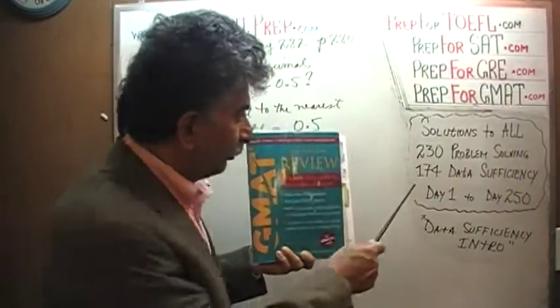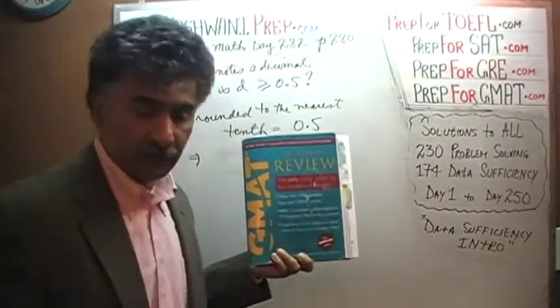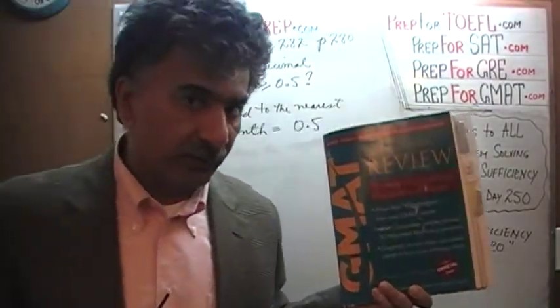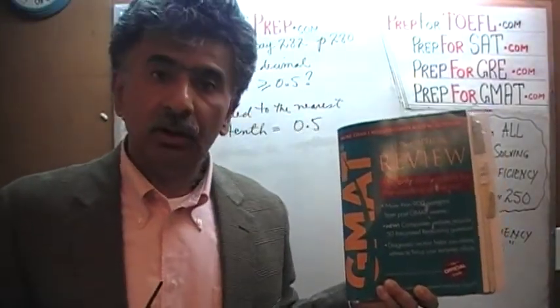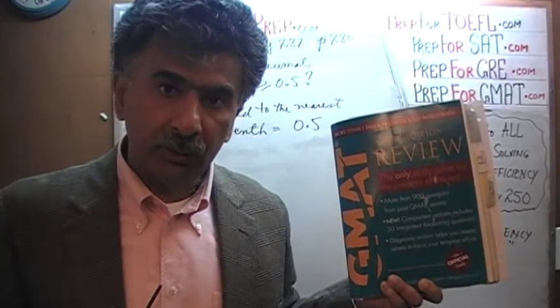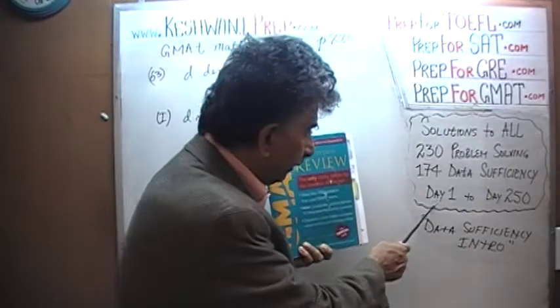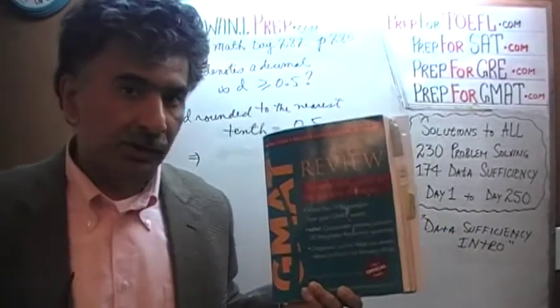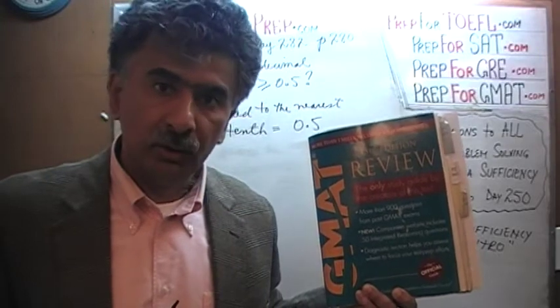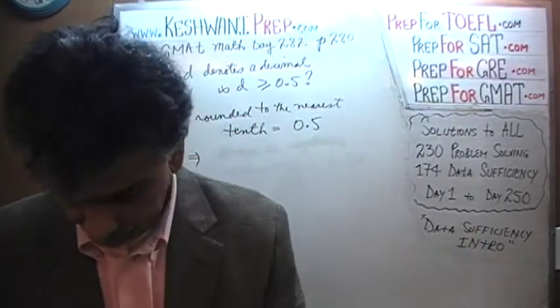The book contains 230 problem-solving questions. It has 174 data sufficiency questions. We have already solved every single math problem from this book. If you're interested in watching the original solutions to the problems, you will find them from day number 1 through 250. Right now we are in the process of redoing the problems and we are on page number 280. Please turn to it.